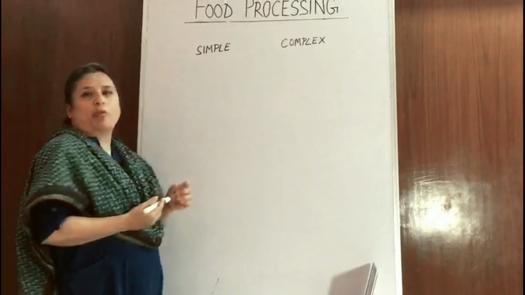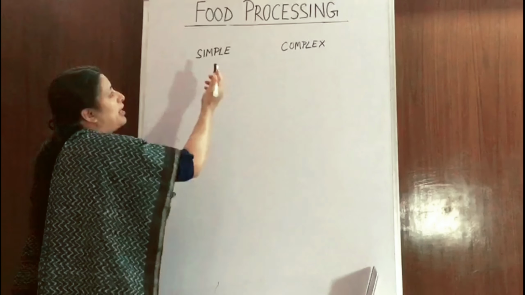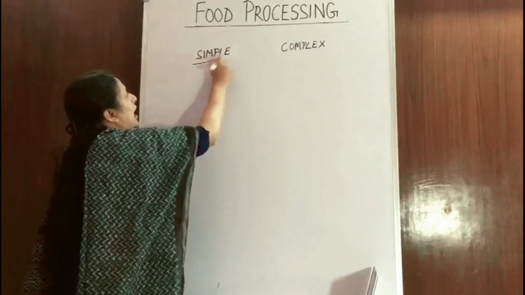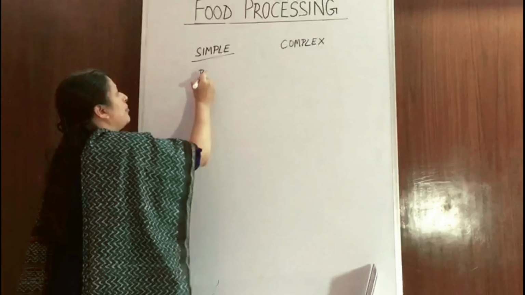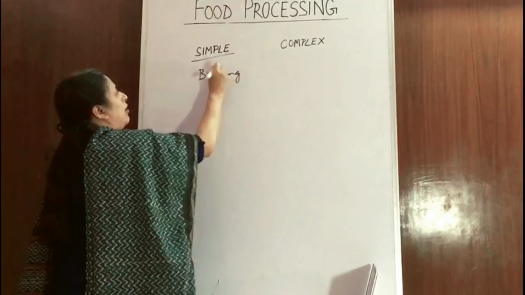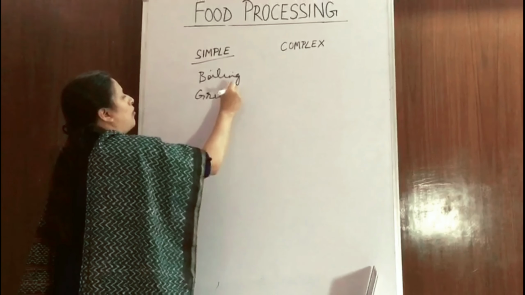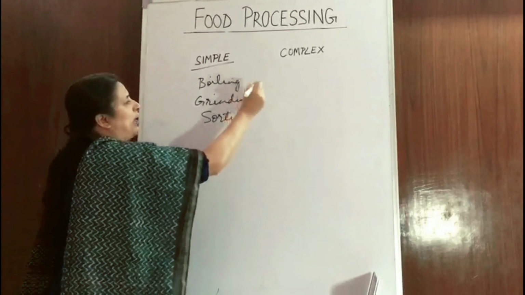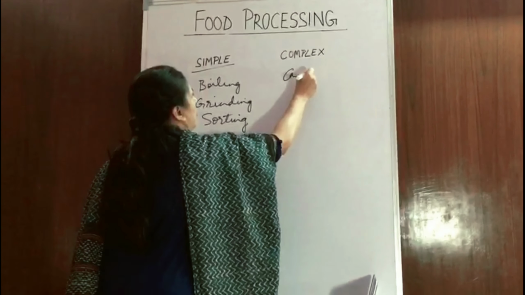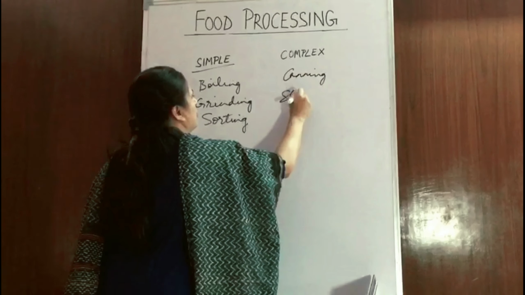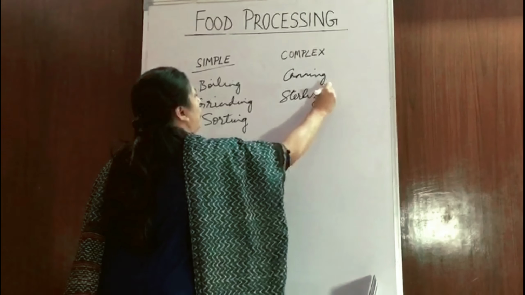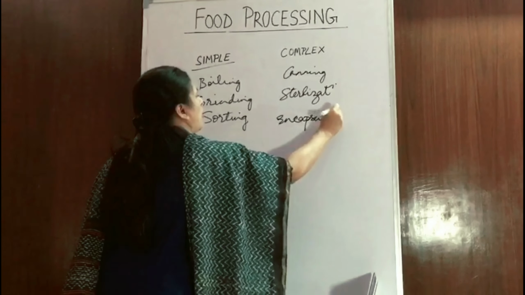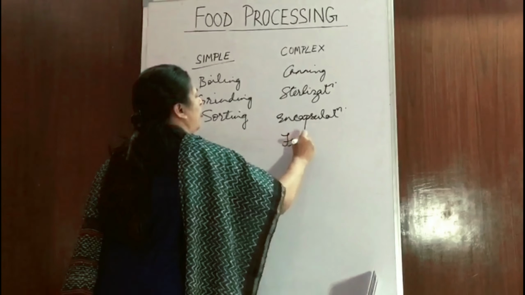Today we will be studying about food processing. So before we start, let us see what are the various types of processing. Processings can be as simple as boiling, grinding, or even sorting, and they can be as complicated as canning, sterilization, or encapsulation, or freeze drying or lyophilization.